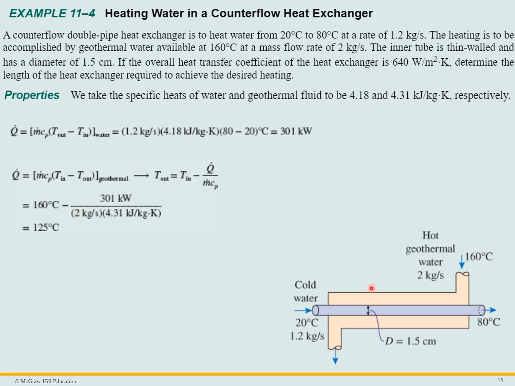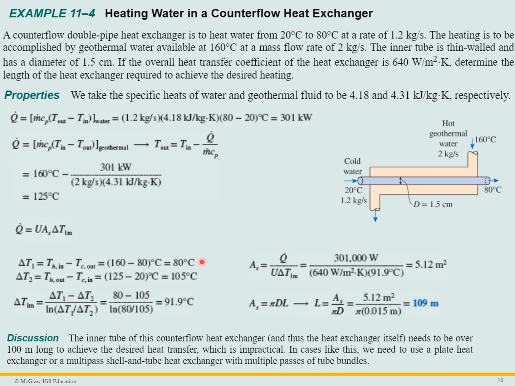degrees C. So here's a schematic of it. You have the cold water coming in at 20 degrees C, going out at 80 degrees C. Those were given. You have the hot geothermal water coming in at 160 degrees C, and going out, and we just calculated what the out temperature is. It's 125 degrees C. So now we can continue. We can calculate this part up here. I just carried forward from the previous slide.